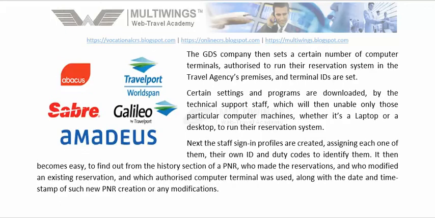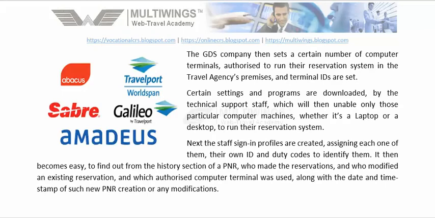The GDS company then sets a certain number of computer terminals, authorized to run their reservation system in the travel agency's premises, and terminal IDs are set. Certain settings and programs are downloaded by the technical support staff, which will then enable only those particular computer machines, whether it's a laptop or a desktop, to run their reservation system.